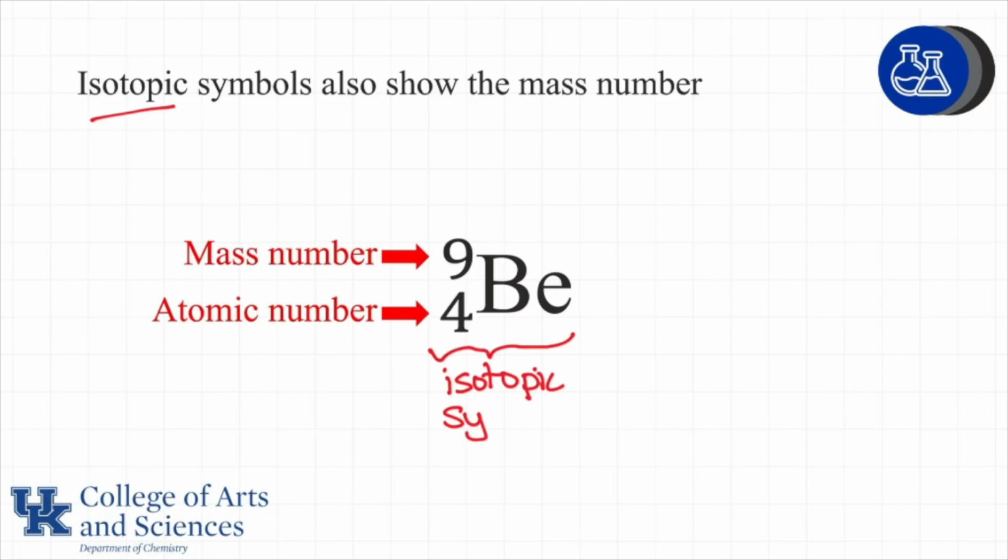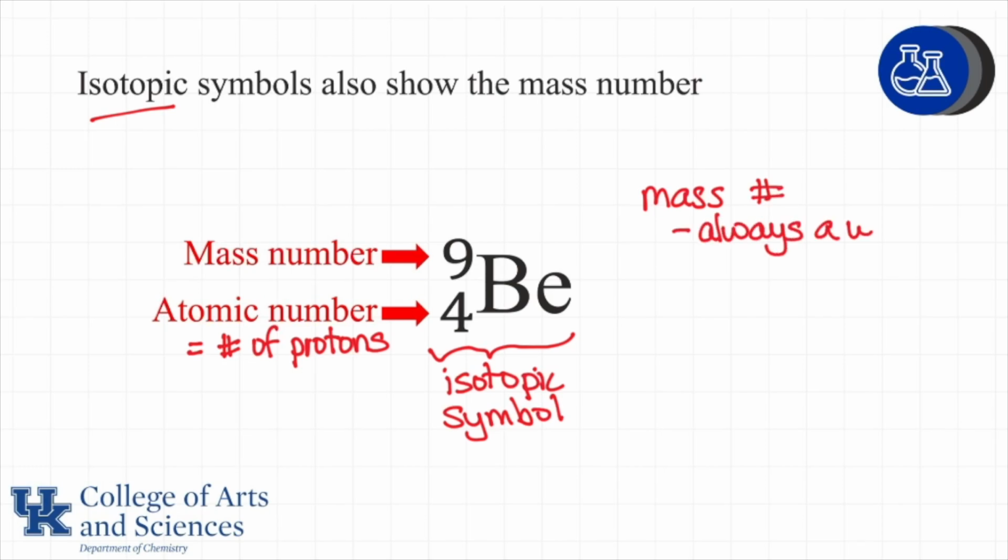This is what's known as an isotopic symbol. Remember that the atomic number is the number of protons. So if I'm looking at an atom of beryllium, it has an atomic number of 4, so it has 4 protons. The mass number actually shows us the number of protons plus neutrons. And this is always a whole number. We never have a decimal for either the mass number or the atomic number, because we're counting the number of protons and neutrons, and they always exist as whole particles.